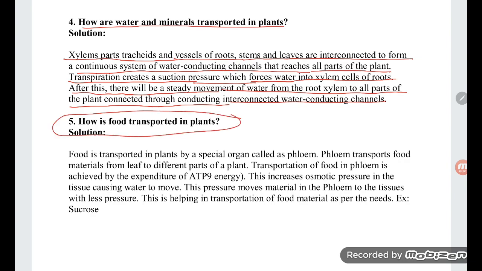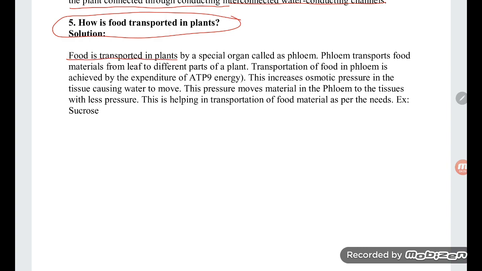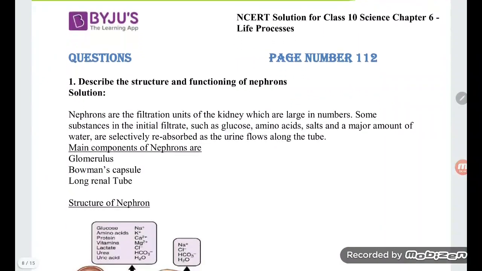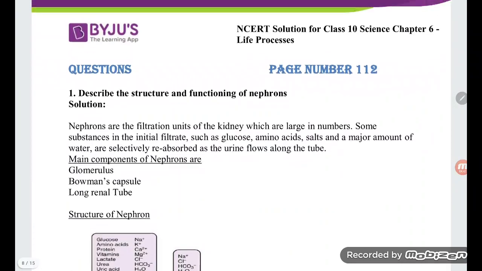How is food transported in the plant? Food is transported in plants by a special tissue called phloem. Phloem transports food materials from the leaf to the different parts of the plant. Transportation of food in the phloem is achieved by the expenditure of ATP. This increases the osmotic pressure in the tissue, causing water to move. This pressure moves material in the phloem to tissue which has less pressure. This helps in the transportation of food material as per the need. An example is sucrose. Okay, we will study the next topic in the next video, students.